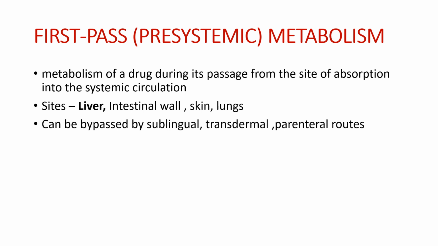Okay, first pass metabolism or pre-systemic metabolism. This is metabolism of a drug during its passage from the site of absorption into systemic circulation. Whenever a drug is given orally, it passes from the gut wall, enters into the portal circulation, goes to the liver, and then comes back to systemic circulation. The sites of first pass metabolism are liver, intestinal wall, skin, and lungs. The liver is a major site of first pass metabolism.